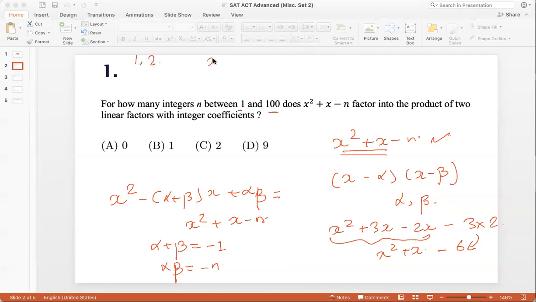So let's say we go with 1 and 2. Then I can get x squared plus x minus 2. So in this case, n is 2. Let's say 2 and 3. So I get x squared plus x minus 6. So n is 6. Let's say 3 and 4. So x squared plus x minus 12. So n is 12. Let's proceed.